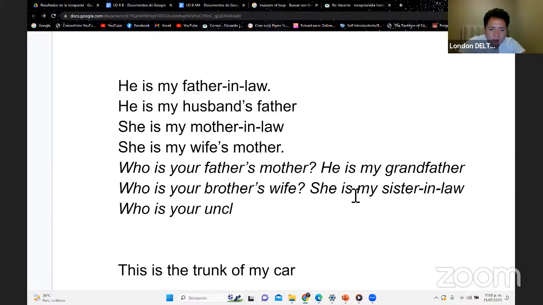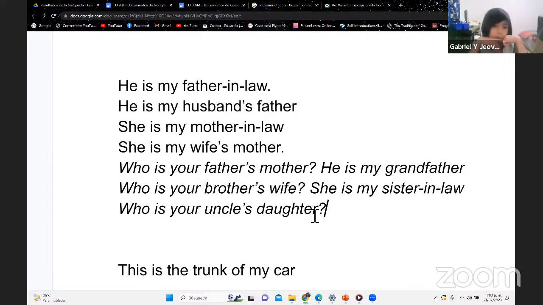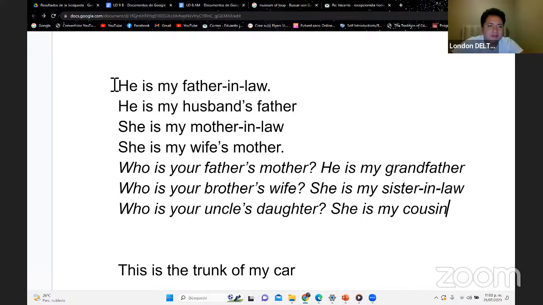Okay, please tell me, Gabriel, who is your uncle's daughter? Who is your uncle's daughter? ¿Quién es tío de tu hija? Al revés. ¿Quién es la hija de tu tío? Exactly. She's my cousin. Exactly. Correct.